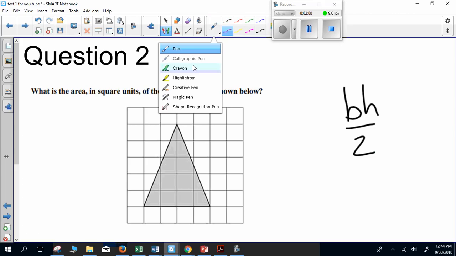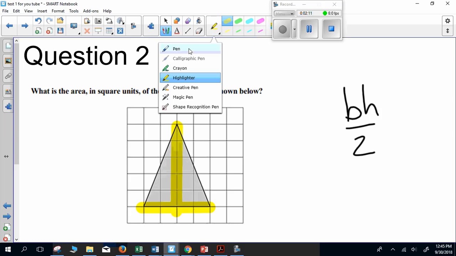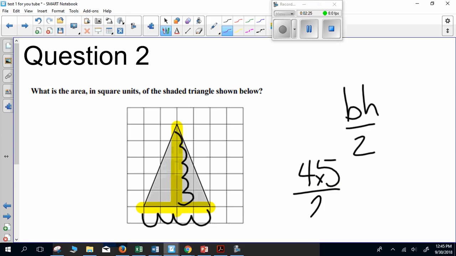I'm going to highlight my base and my height. Remember that the base is here. The height comes straight down the center like that because I'm looking for that right angle once again. Now I'm going to count how long my base is. 1, 2, 3, 4. And I'm going to count my height. 1, 2, 3, 4, 5. So remember, it's 4 times 5, but I have to divide by 2 because it's a triangle. So my answer is 10 square units.